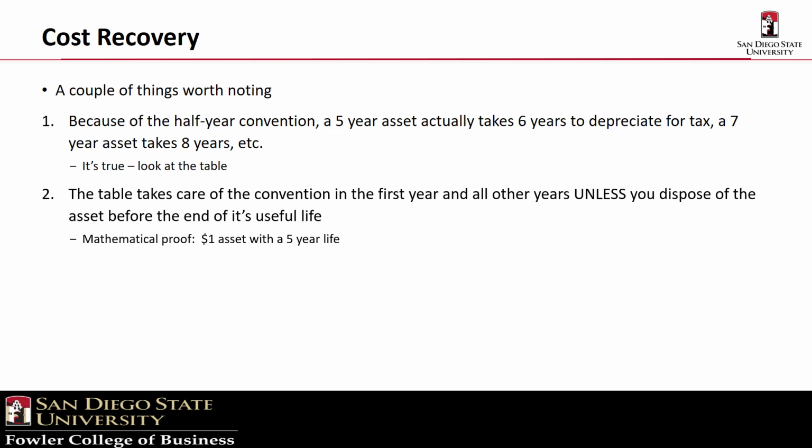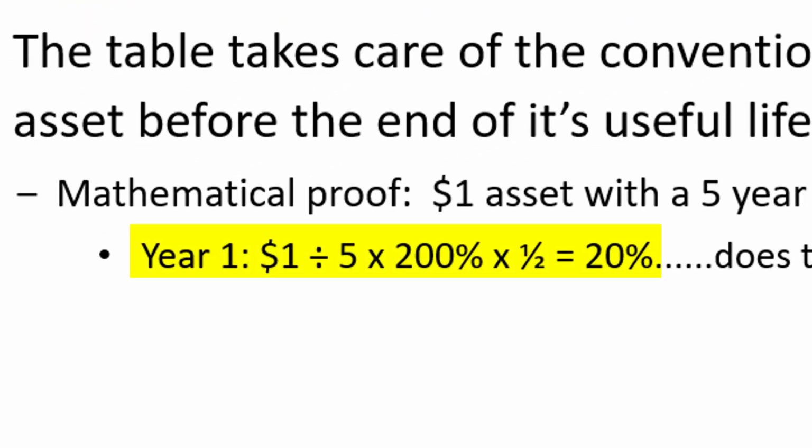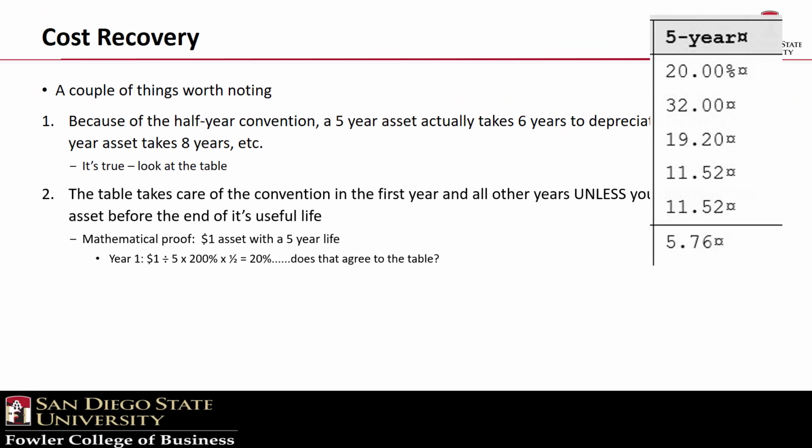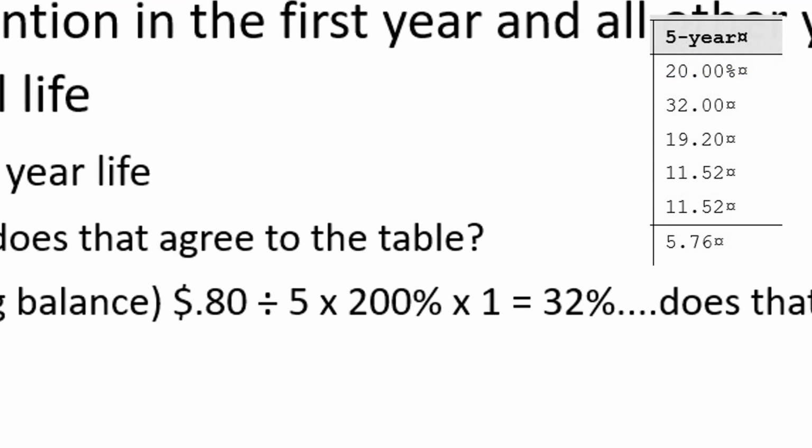Let's do a mathematical proof of the tables for those that really like this sort of thing. So we're going to start with a $1 asset, and it has a 5-year life. Using the double declining balance method, we would take that $1 divided by the 5-year life, multiply by 2, or 200%, and then take the half-year convention, and that would be 20%. Does that agree to the table for 5-year property in year 1? Yes, it does.